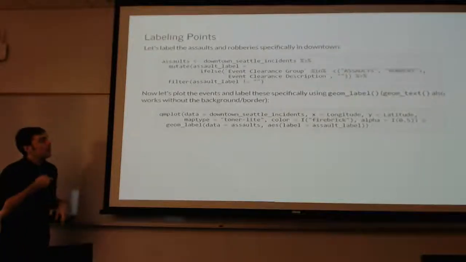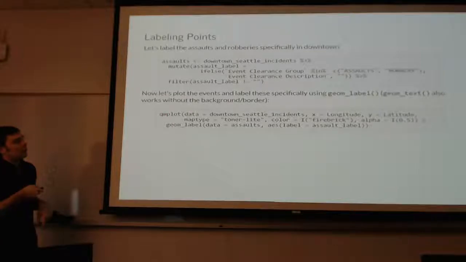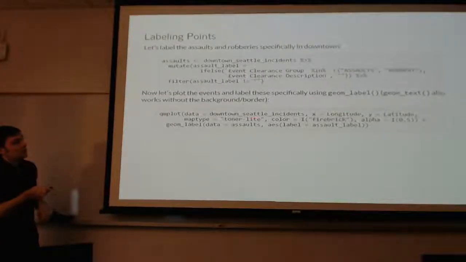Code for that here. Do the same qmplot where we have our downtown Seattle incidents, longitude, latitude, toner light map again, color firebrick, alpha 0.5.